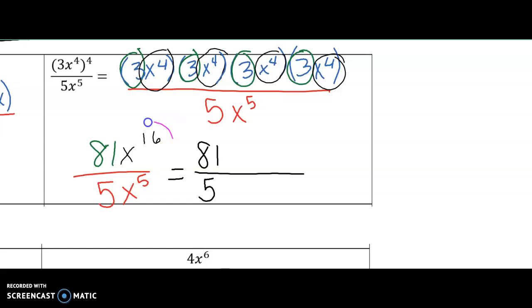And then we're left with x to the 16 over x to the 5th. There's more x's in the numerator. Therefore, the numerator wins by how many? By 11. So there's our answer.